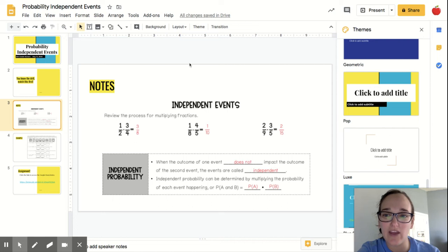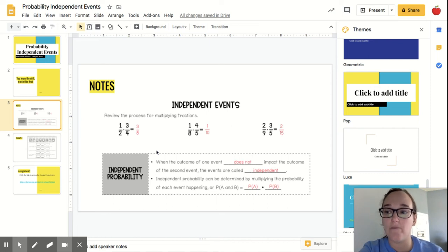We are going to be looking at some more probability this week. We're going to be dealing with independent events and dependent events. So we're starting with independent events first. An independent event is an event that just stands on its own. It's independent from anything else.